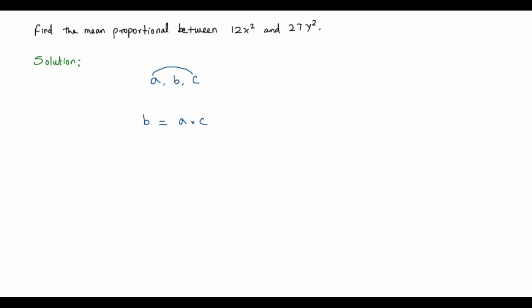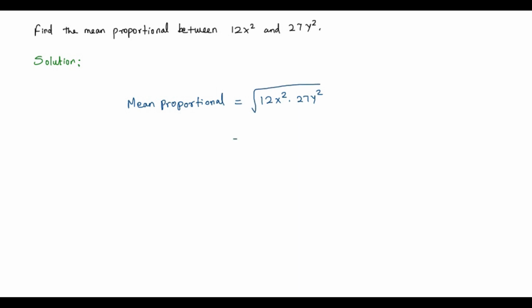So let's do the same thing in our problem. To find the mean proportional between 12x square and 27y square, first we have to multiply 12x square and 27y square. Then we have to take the square root of the product. Okay, let's simplify this square root.